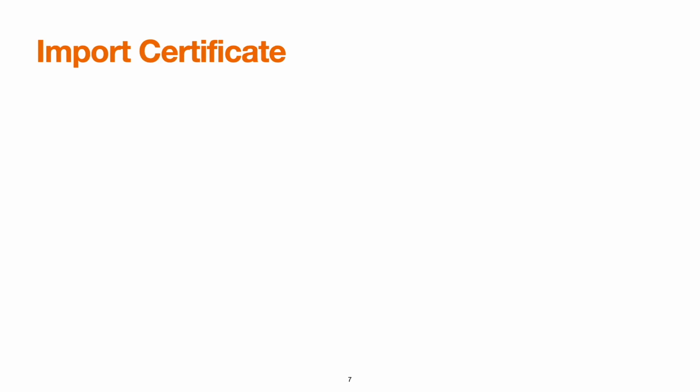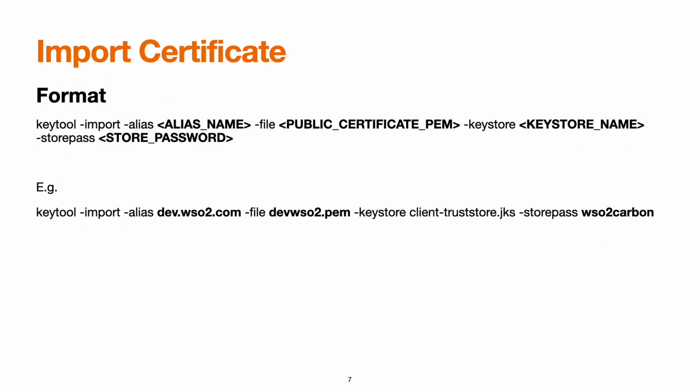Next, we have to import this certificate to the WSO2 API Manager client trust store. This is the format. We have to use the keytool import command with the same alias name, the public key certificate PEM file, and the keystore name, which is the client-truststore.jks file. Once we have completed all these three steps, the next step is to make the host file entries.